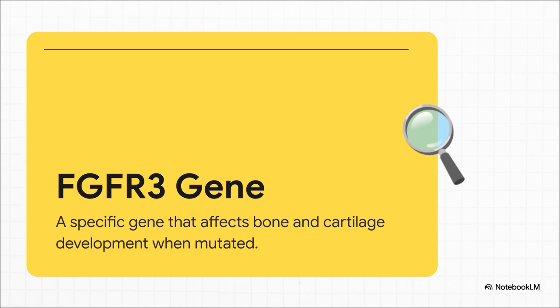And the prime suspect in that genetic instruction manual? The FGFR3 gene. The main job of this specific gene is to dictate exactly how bone and cartilage are supposed to form and mature in the human body. When this gene undergoes a mutation, it directly and profoundly alters a person's stature.